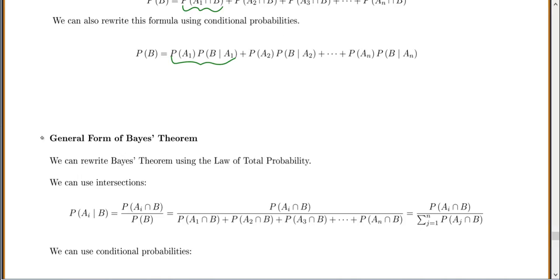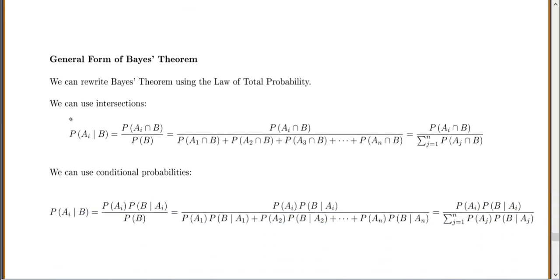And similarly, we have the general form of Bayes theorem, which is we can rewrite Bayes theorem where if you have the probability of Ai given B, we know this to be the probability of Ai intersect B over the probability of B. And to find the probability of B, we had to do all of those intersections added together. Or if you're doing conditional probabilities, you do the probability of Ai times the probability of B given Ai, because that's the same thing as the intersection of Ai and B. And the probability of B is you had to add all of those together.